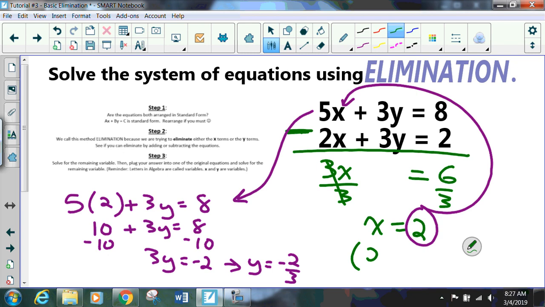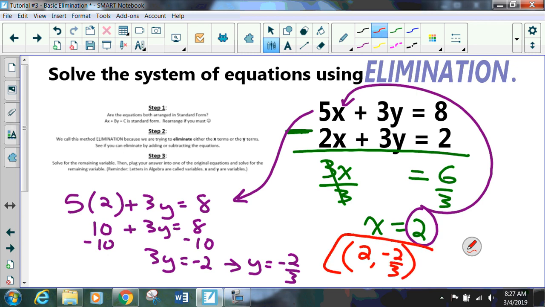Ooh, let me see. I want to do a third different color. It's going to make it a little harder to plug in, but x would equal 2 and y would equal negative 2/3. And if we wanted to plug that in real quickly, if I plugged it into the first equation, that would give me a 10 minus a 2, that is 8, so it does work. All right, so this is pretty straightforward.